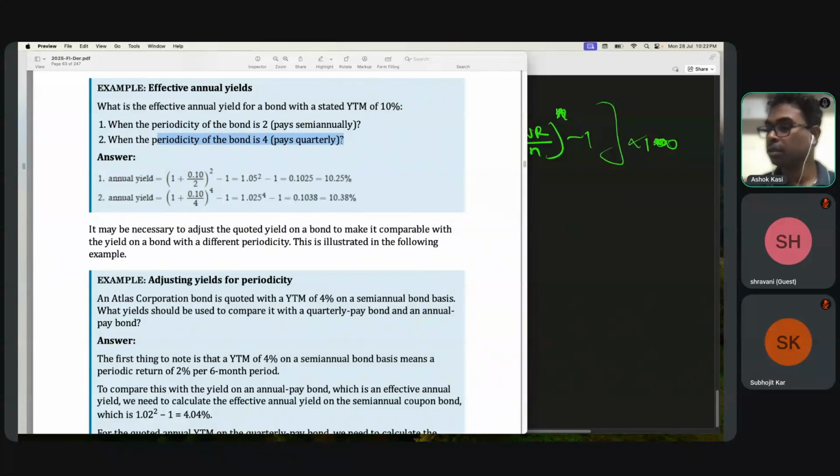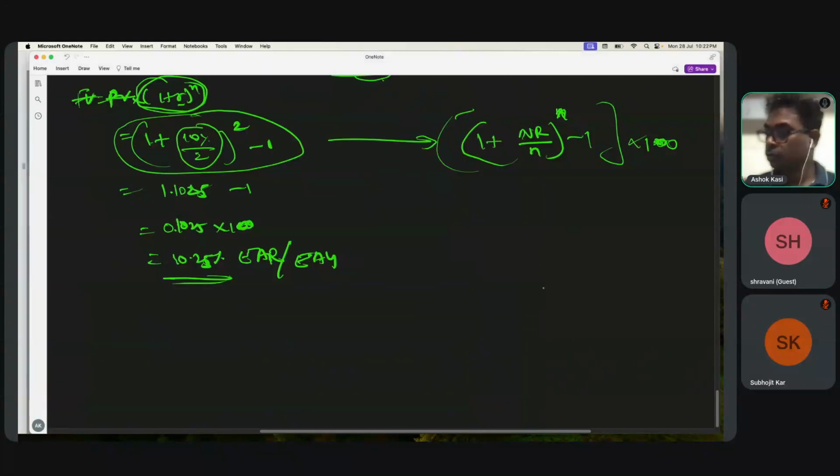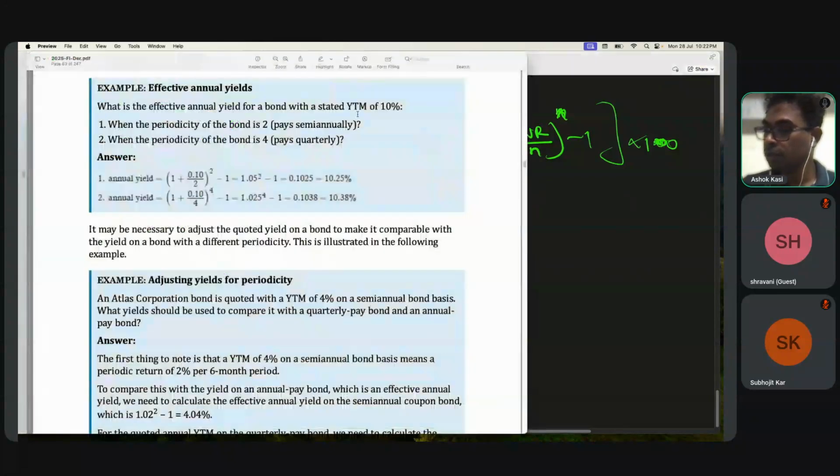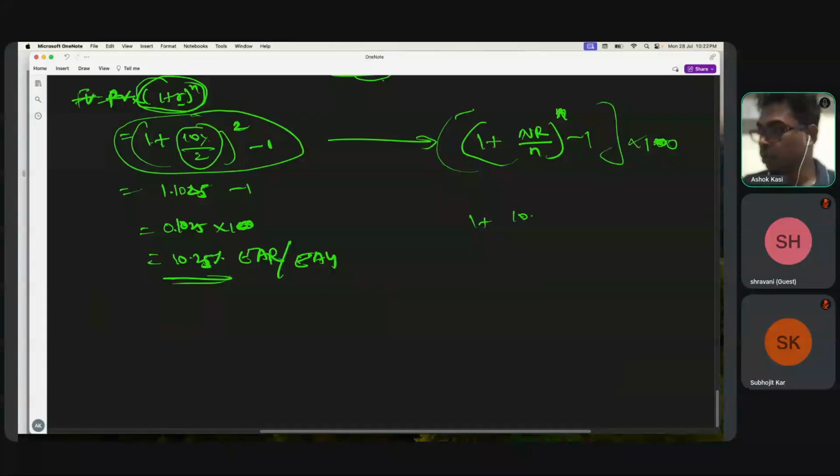Periodicity is 4, pays quarterly. So can you try this one? See, 1 plus 10 percentage, that is YTM divided by periodicity, which is 4, raised to 4, minus 1, and then entirely multiply by 100. Can you try this? See what you get.